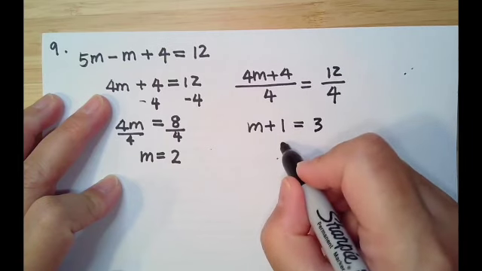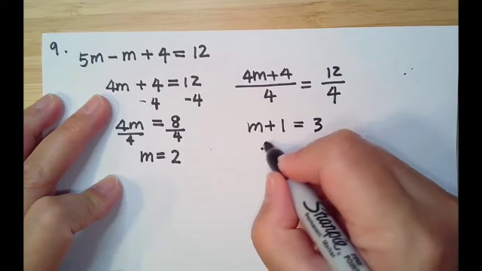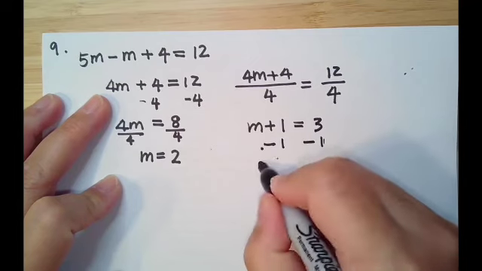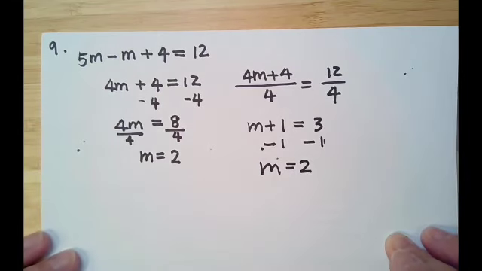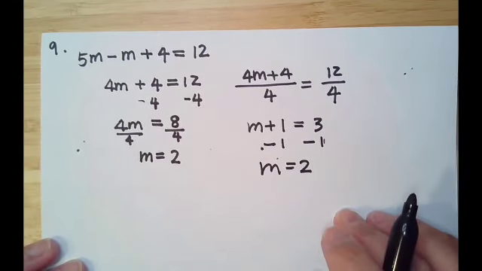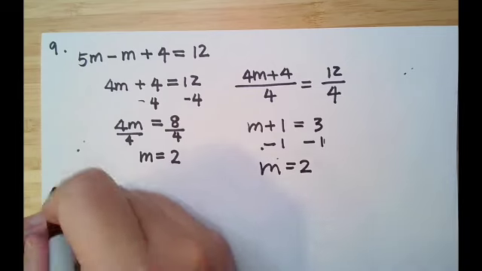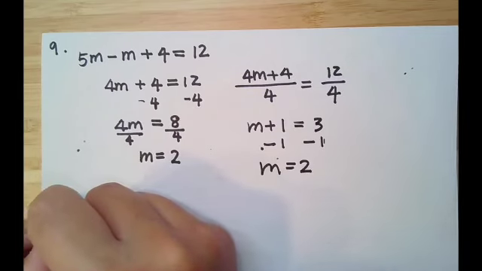Now you minus 1, minus 1. Let me just write minus 1. So your m will be 2. You should get exactly the same answer, but it's just a little bit complicated. Okay, number 10. I'll give you one more thing.